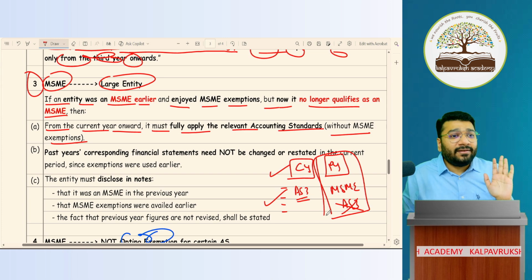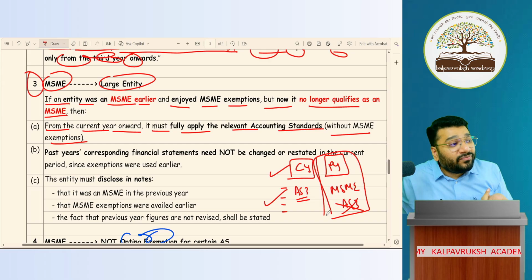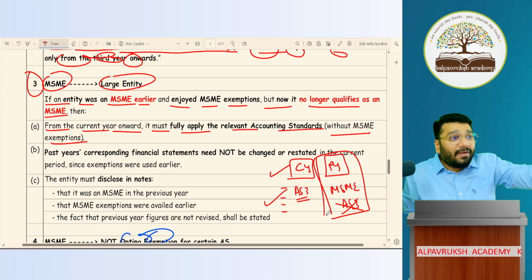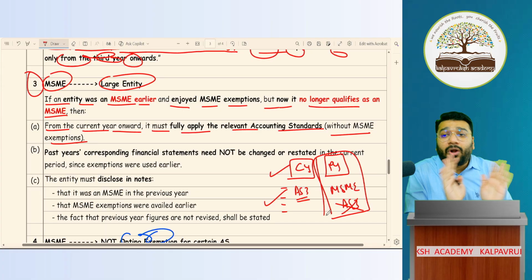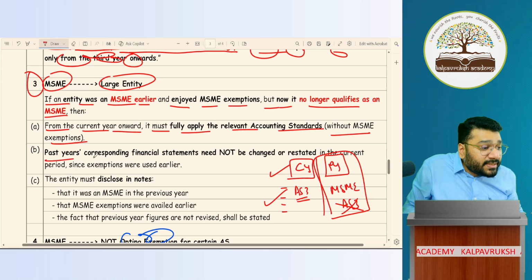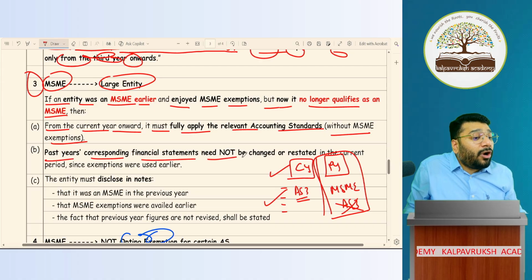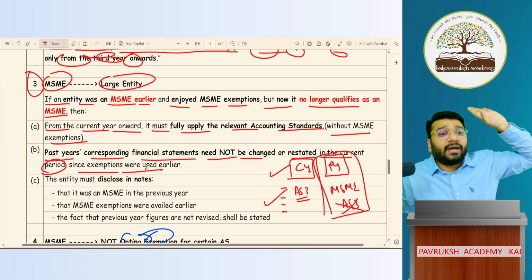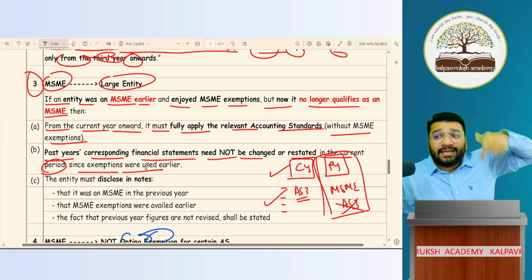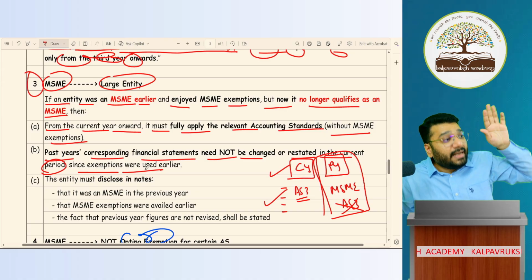So I'm saying that it is not required. Because if you had to do that, then what is the point of the exemption? So not required. So previous year comparative is not required. So the past year's corresponding financial statement need not be changed or restated in the current period since exemptions were used earlier. So when I'm preparing the current year AS3, I'll put in the current year data.